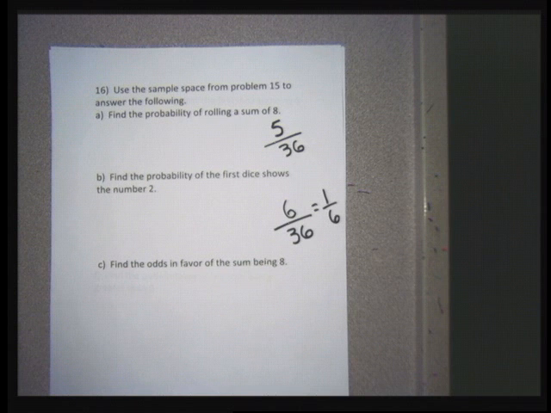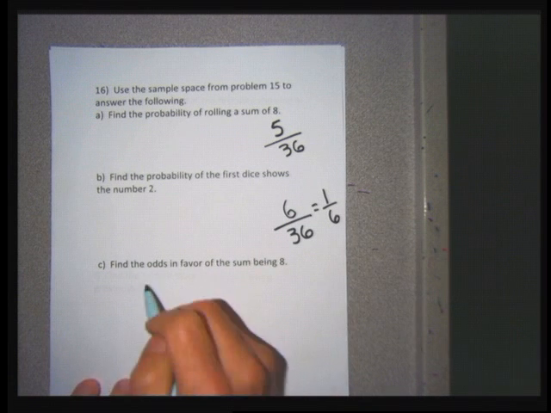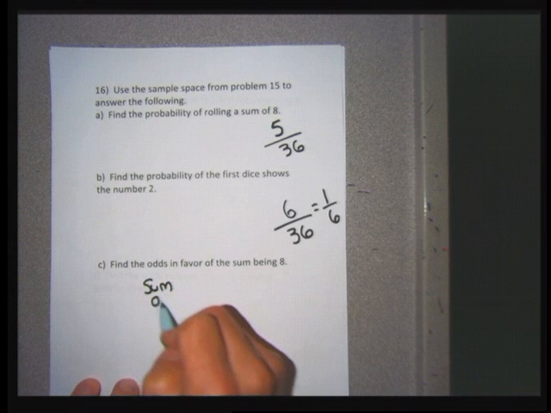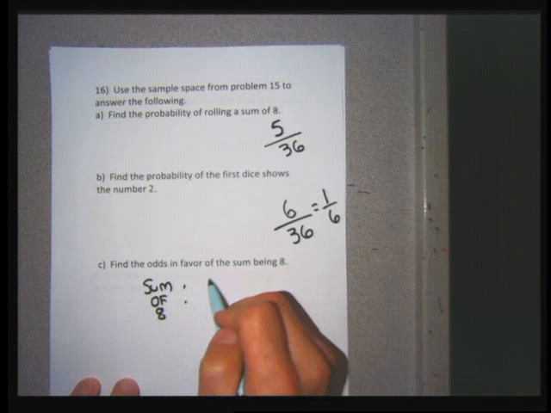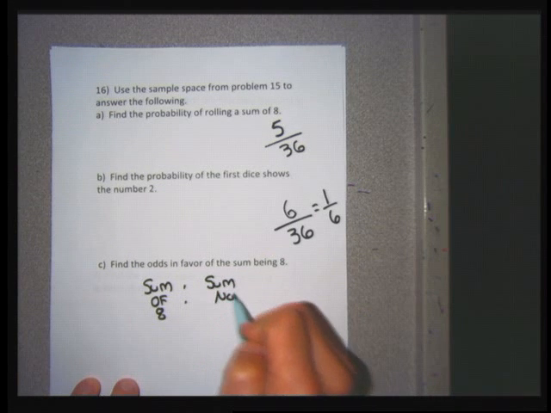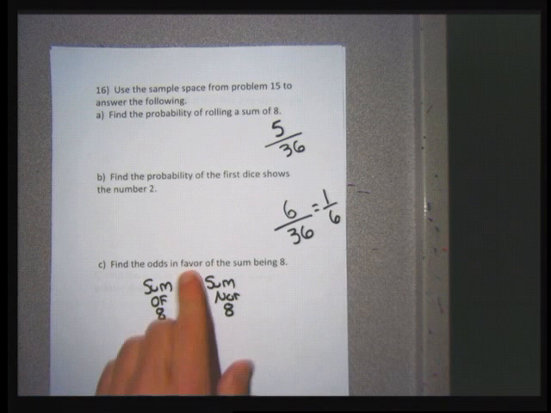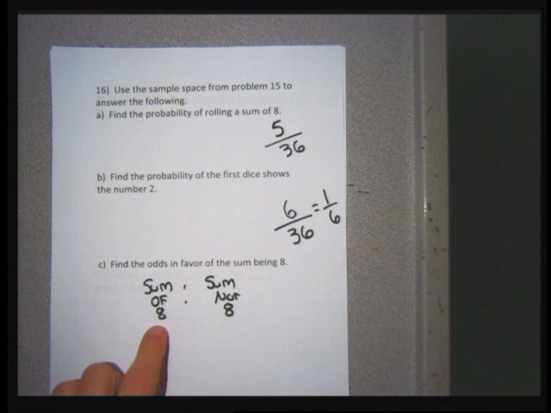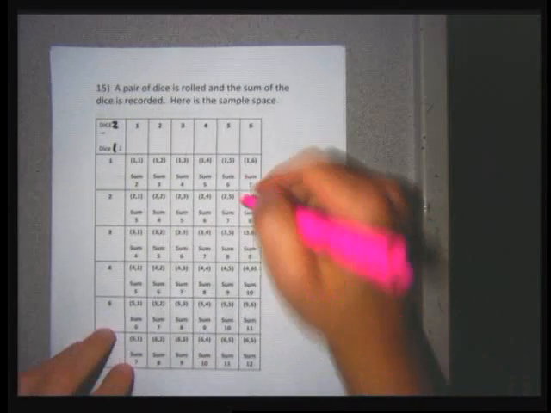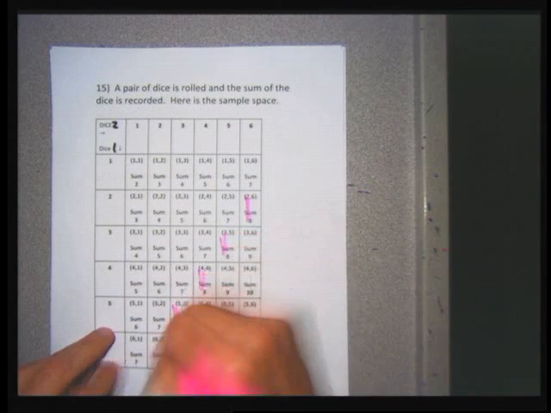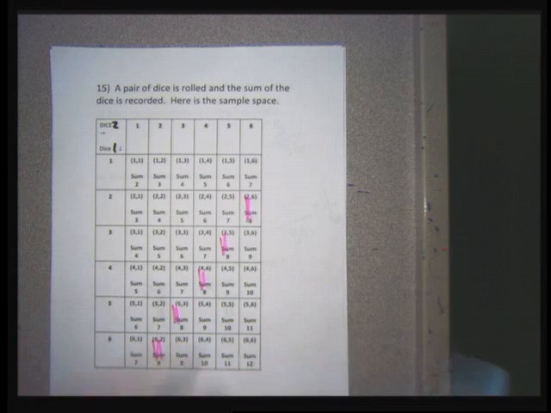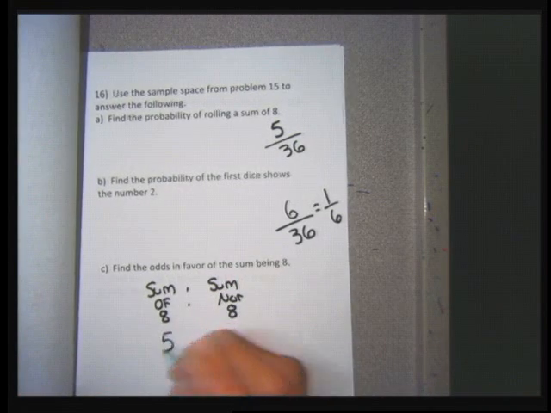C is an odds. So the numbers I'm going to put in are going to add up to 36. I need to segment the sample space into a sum of 8 and then the sum of not 8. Because for odds in favor, the not goes second and the positive goes first. Now, I could just count. So I'm going to count the easier one to count. The easier one to count is the ones that are the sum of 8. So of the 36, there's 1, 2, 3, 4, 5 that are a sum of 8. So the number that goes in for the sum of 8 side is 5.